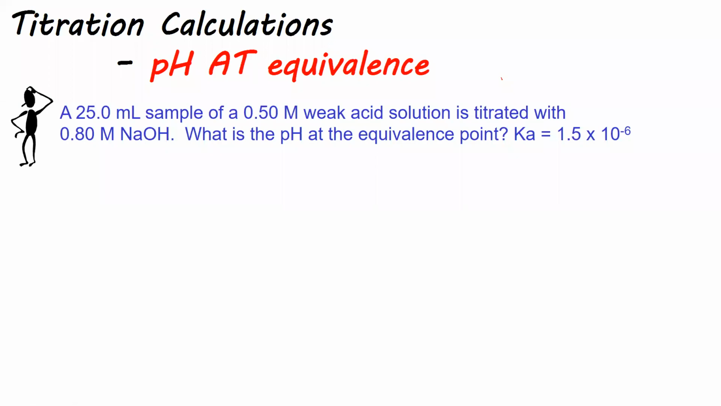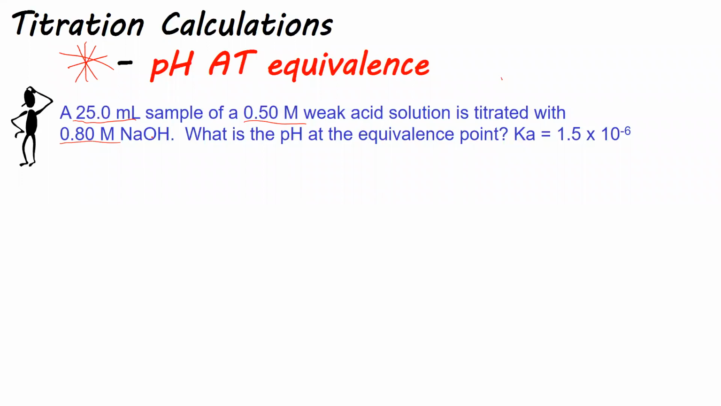All right, now we are going to calculate the pH at the equivalence point in the titration. And this is one of the most important calculations you need to understand how to do for titration. All right, so if you've watched the previous videos, we're still working with the same sample, 25 mL of a 0.5 molar weak acid solution, and it's titrated with 0.8 molar sodium hydroxide. And we want to know the pH at the equivalence point.